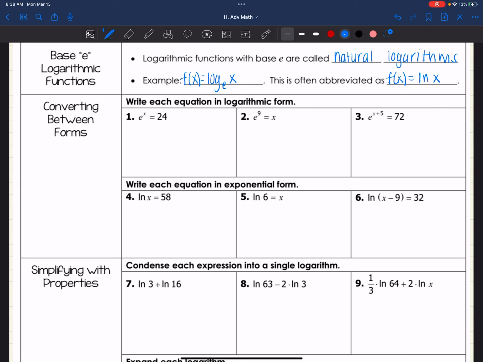But typically, again, you could skip this step if you wanted to. You can put this as log base e of 24 is equal to x, right? You guys have done this. But what did I just tell you?